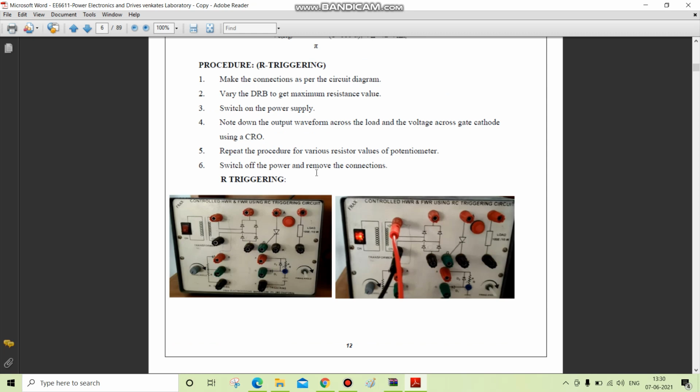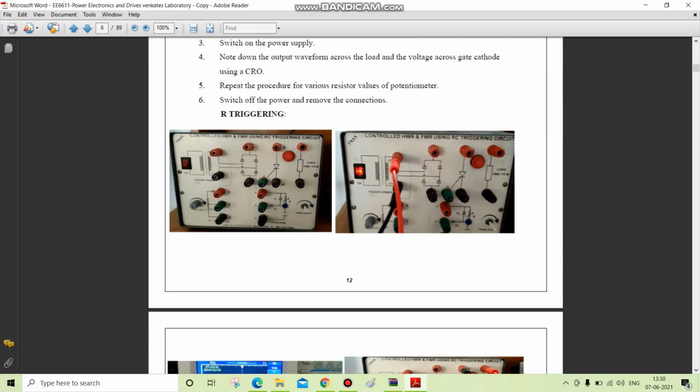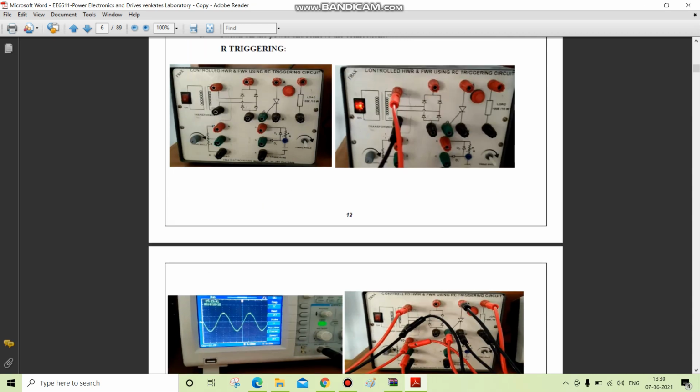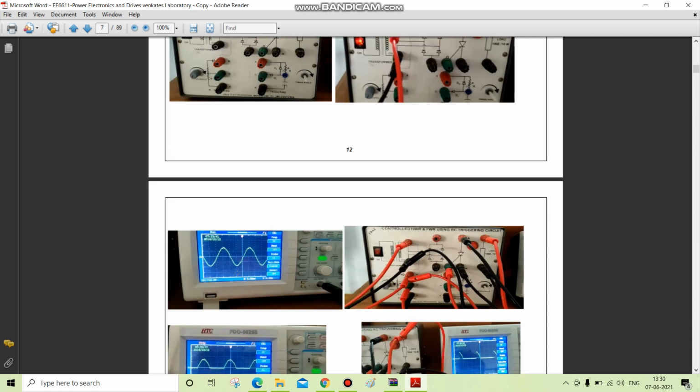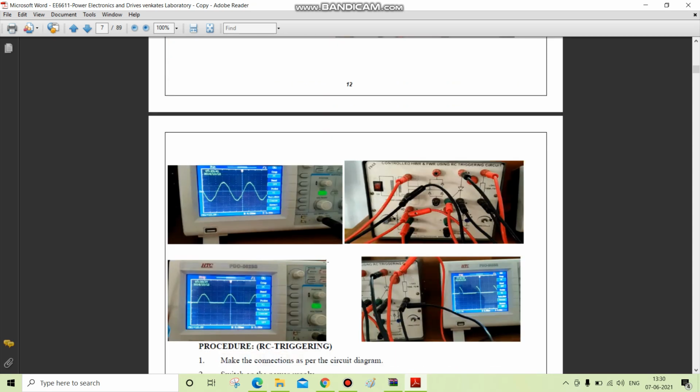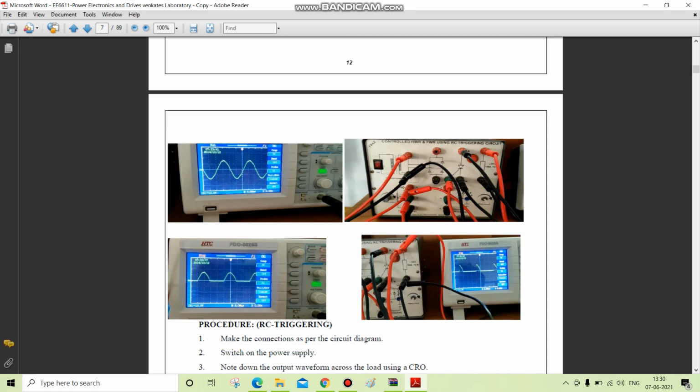This is the circuit of the R and RC triggering circuit. This is the R triggering circuit and this is the RC triggering circuit. So in one kit we can perform two triggering experiments. First we give the input AC supply and check the output waveform of a sine wave, and then the connections were given as per the circuit diagram, and the output is taken on the CRO. For different firing angles we are taking readings from the CRO as well as through the multimeter.